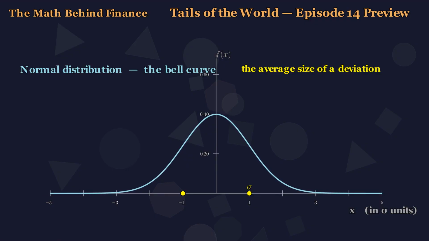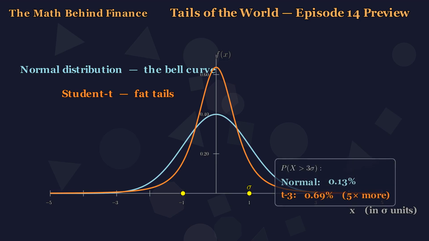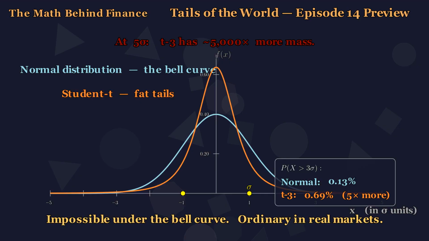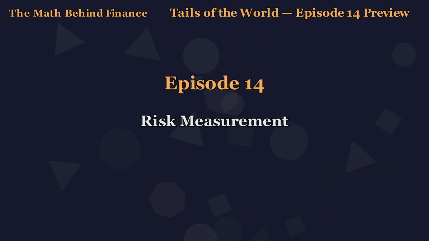Here is the bell curve we have been assuming. And here is the same distribution with fat tails, the Student t with 3 degrees of freedom. At 3 standard deviations, the fat-tailed model says crashes are 5 times more likely. At 5 standard deviations, thousands of times more likely. What looks impossible under the bell curve is ordinary in real markets. That gap is the world of tail risk. Next time, in episode 14, we descend into the tail, value at risk, expected shortfall, and the geometry of disaster.